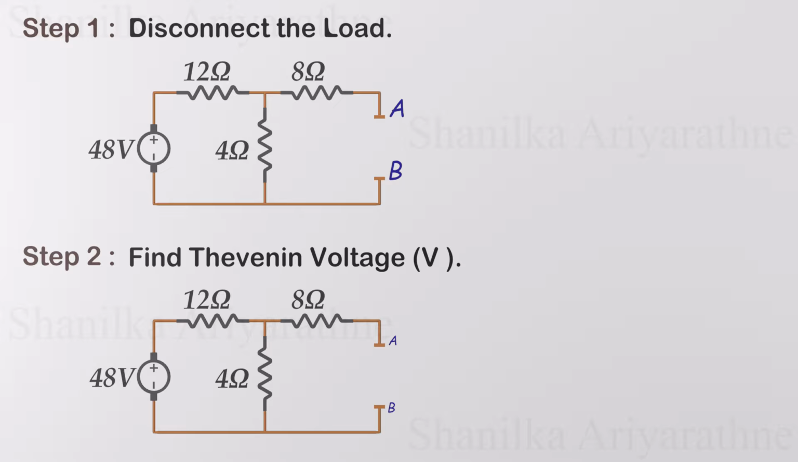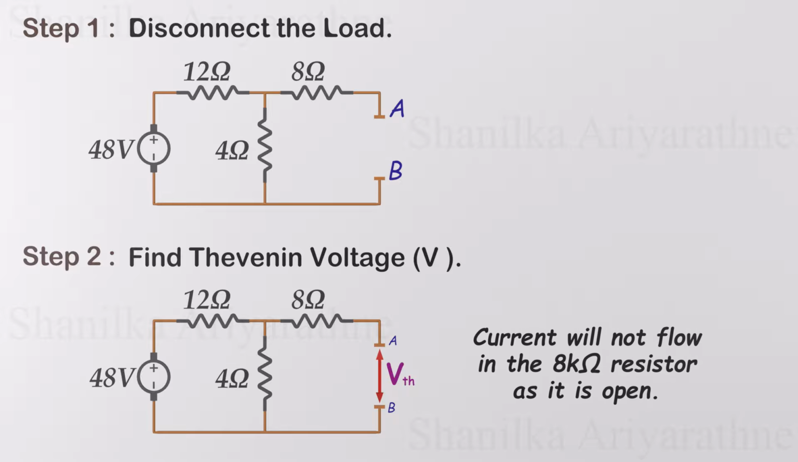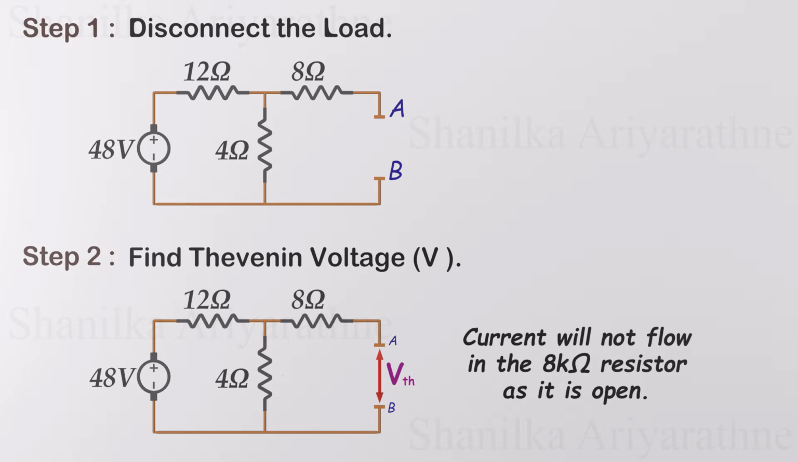Now we can calculate the voltage across the nodes A and B. This is the Thevenin's voltage. Current will not flow in the 8 ohms resistor as it is open. So the voltage across the nodes A and B is equal to the voltage across the 4 ohms resistor.